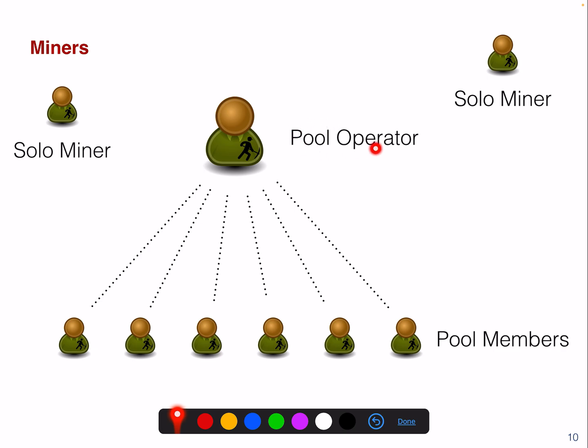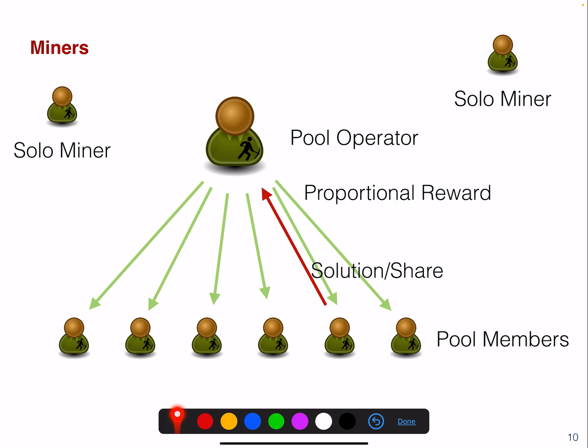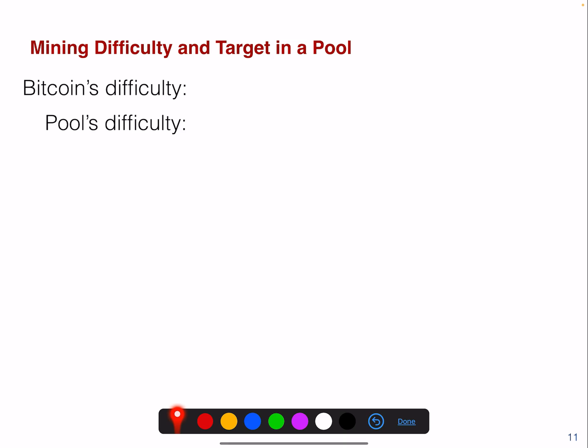You have this pool operator and you have a few pool members. The pool members provide solutions to the pool operator and they get paid in proportion to those shares. Now, how do you know how much processing power a particular miner in this mining pool has? Because in the end, you want to provide a proportional reward and you don't want anyone to cheat and get more rewards than they are eligible to receive. So the trick here is to specify two difficulties. You have the Bitcoin difficulty and you have the pool difficulty.